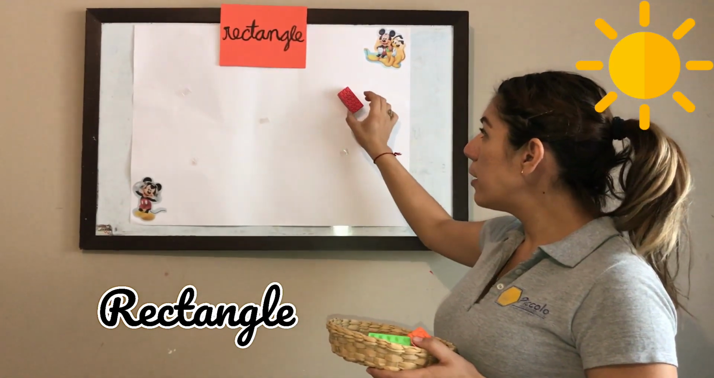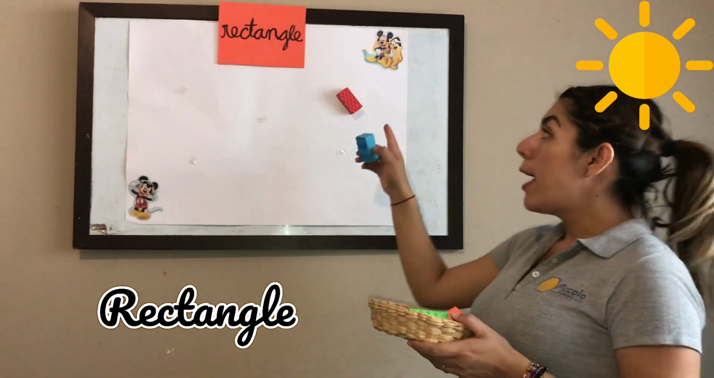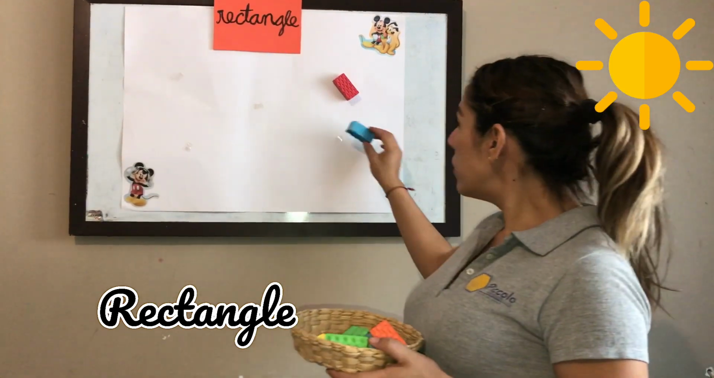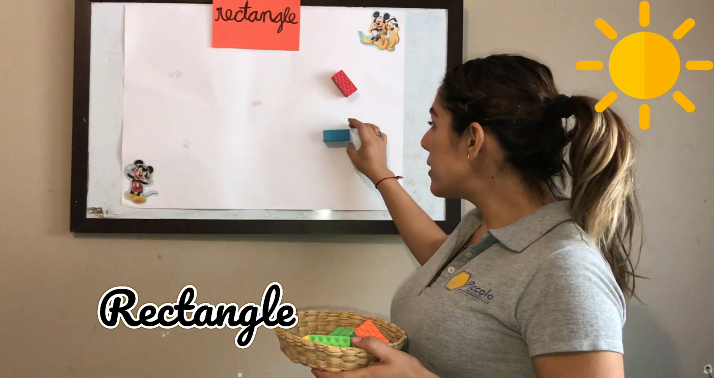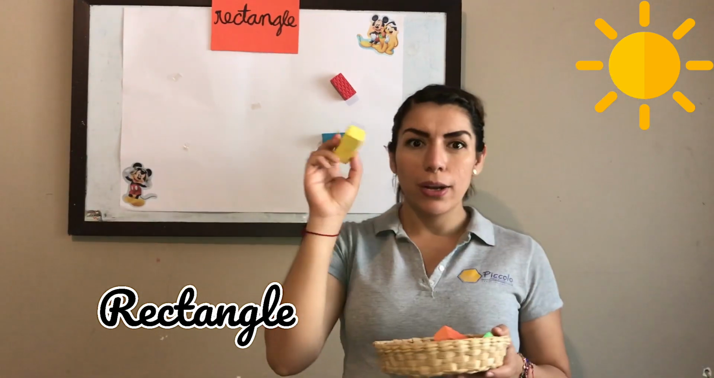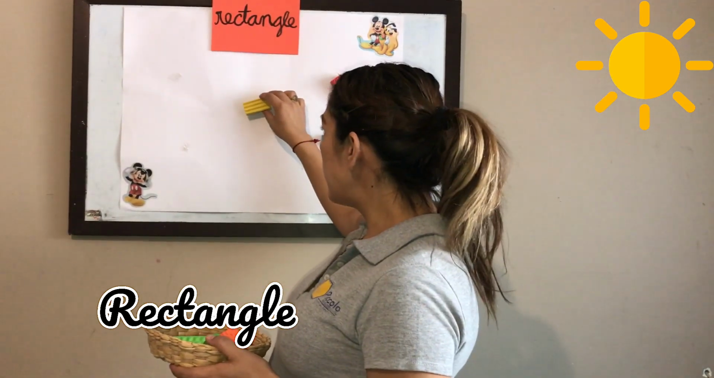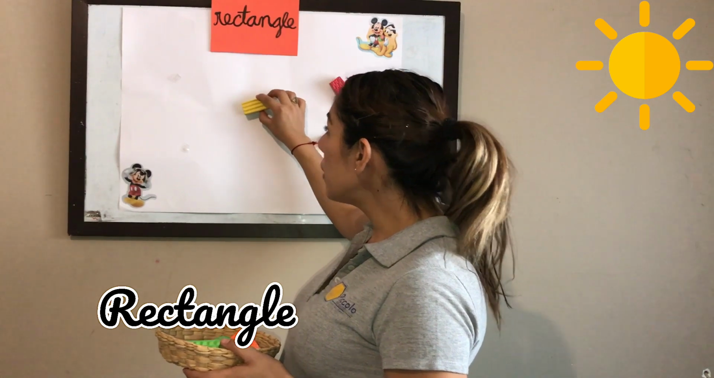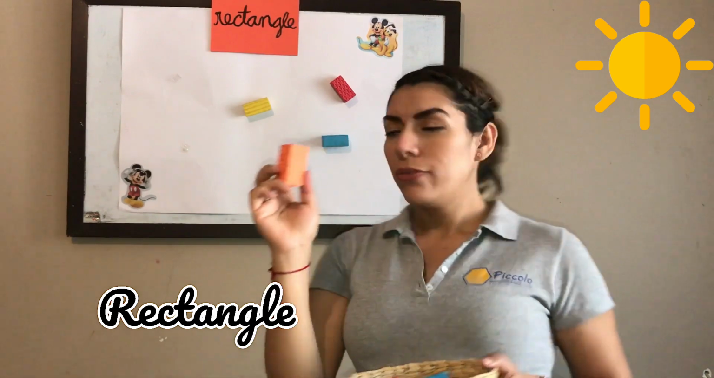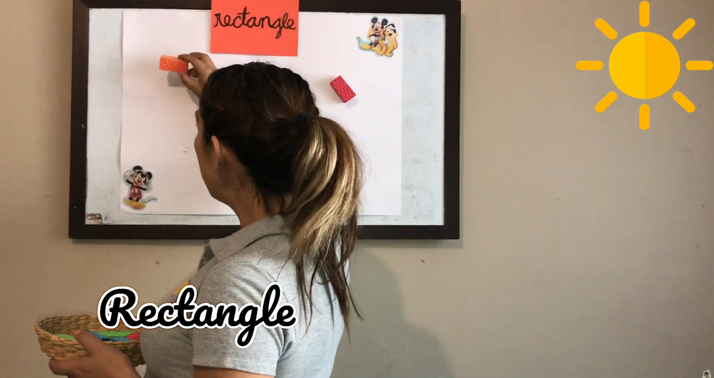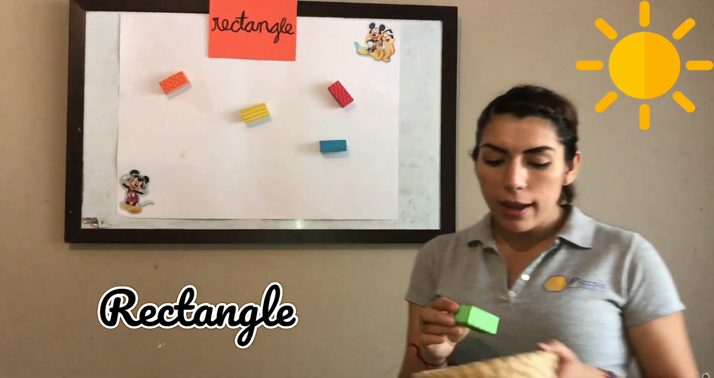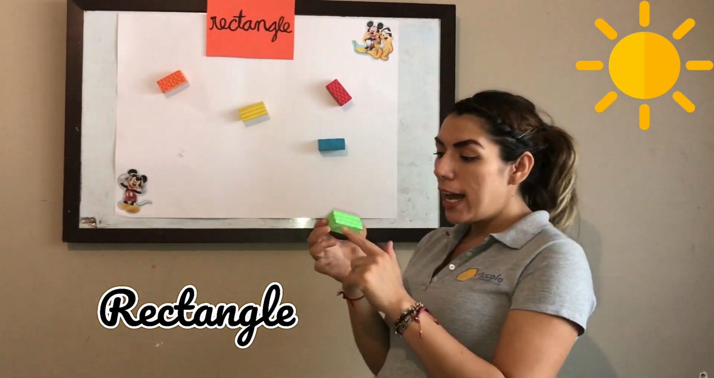Let me paste it on here. That's a red rectangle. Now I have another one. This is my blue rectangle. Yes? Yes. I also found a yellow rectangle. I'm gonna paste it in here. And I also have an orange rectangle. So let's paste my orange rectangle in here. And finally, I found a green rectangle.